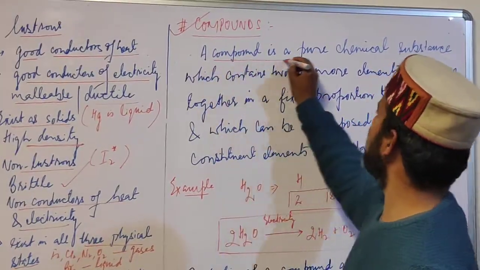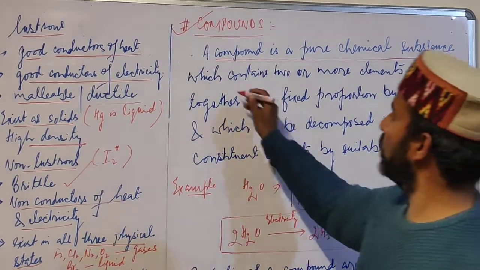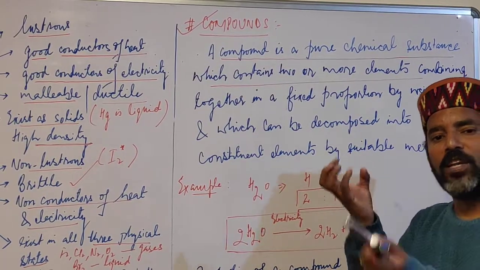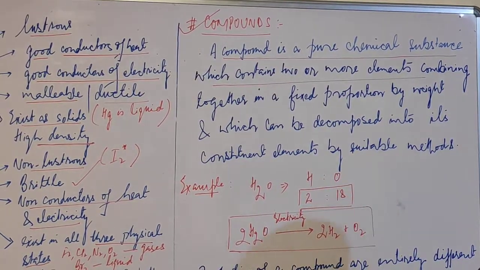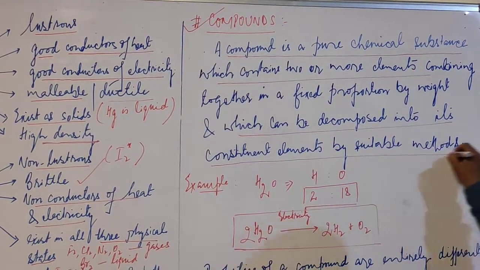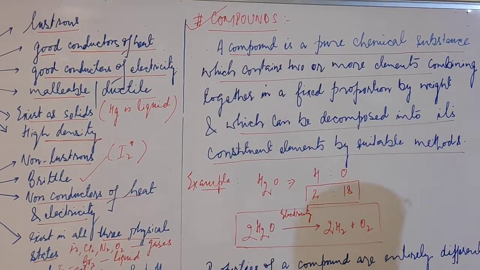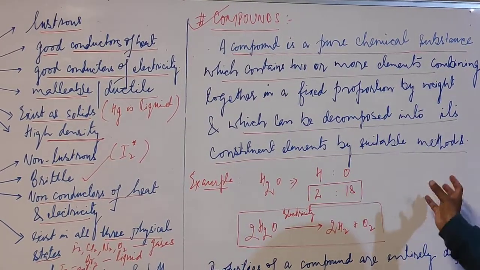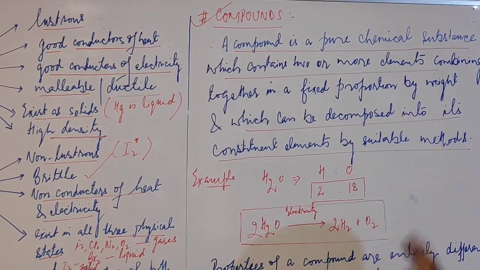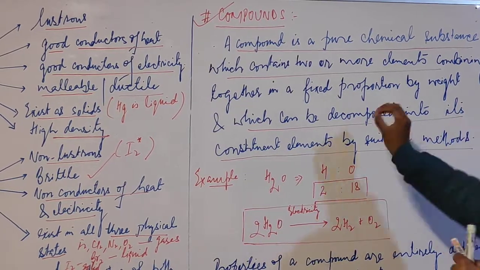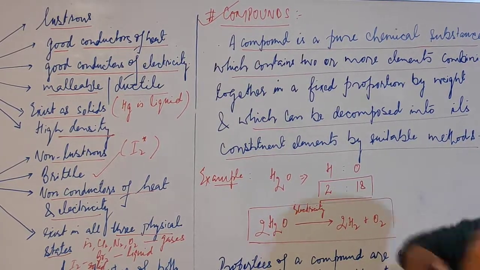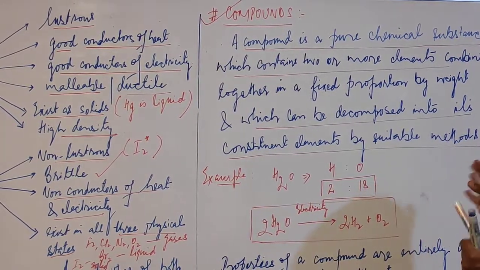So a compound is a pure chemical substance which contains two or more elements combining together in a fixed proportion by weight or mass, and they can be decomposed into the constituent elements by suitable chemical methods. So what is a compound? Compound is a pure substance जो कि दो या दो से ज़्यादा एलिमेंट्स के कॉम्बिनेशन से बना होगा और ये एलिमेंट्स एक फिक्स प्रोपोर्शन बाय वेट कंबाइन करते हैं. And important thing, a compound can be decomposed into its constituent elements by suitable method.